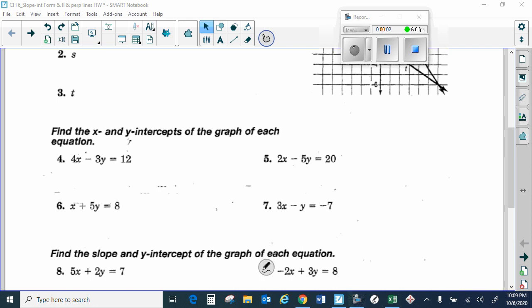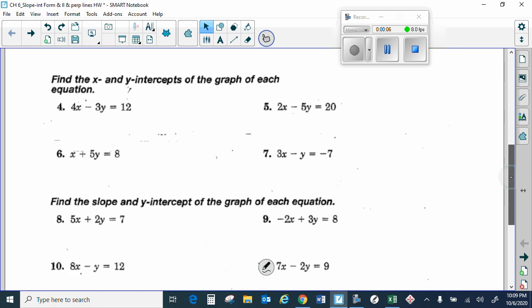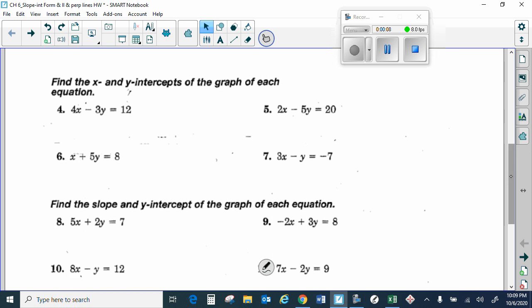Okay, students, go over a few problems from this worksheet. Slope-intercept form is the focus here. Find the x and y intercepts of the graph of each. Now, you should remember that 4, 5, 6, and 7 are in what form? Standard form. You need to know the names of your forms.